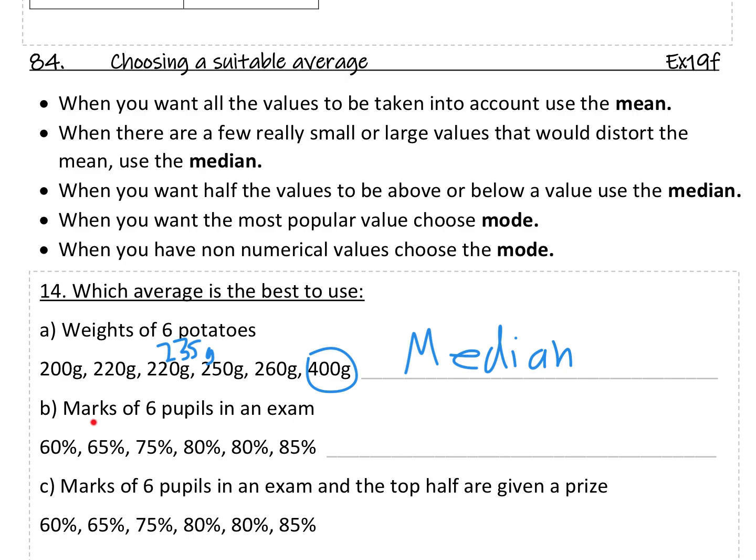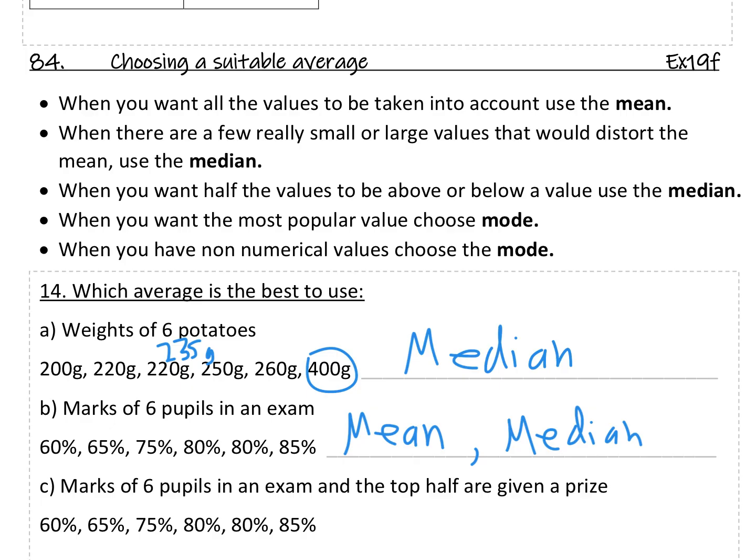Part B, we've got the marks of 6 pupils in an exam. So examination is the context, and we've got numbers varying from 60 to 85. I wouldn't say there's any outliers there. And it really depends why you want the average in the first place. But you might want to involve everyone in the class, because nobody should be discounted necessarily, they are in the class after all, so they will be part of the class average. And for that purpose, you could use the mean.